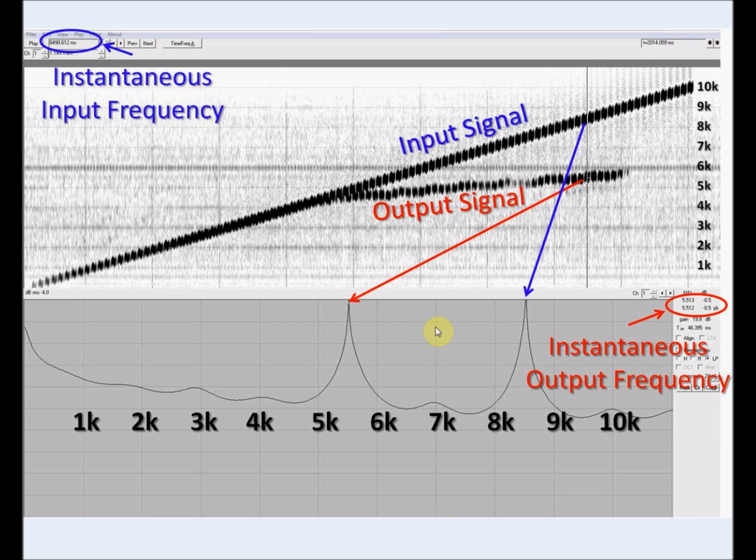Here we see two peaks: the input test signal frequency at 8,500 Hz or so, and the recorded hearing aid output frequency at 5,500 Hz. It's hard to see, but there is another cursor in the lower panel that I put on the first peak. The readout to the right indicates that the frequency of this peak is around 5,500 Hz. Above, this point in the spectrogram is shown by this horizontal bar along the cursor.